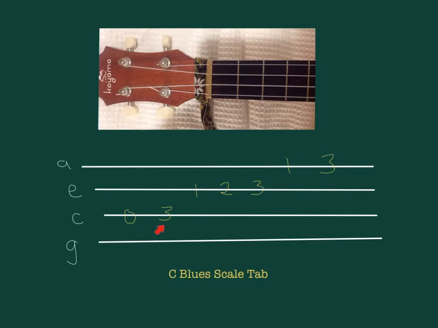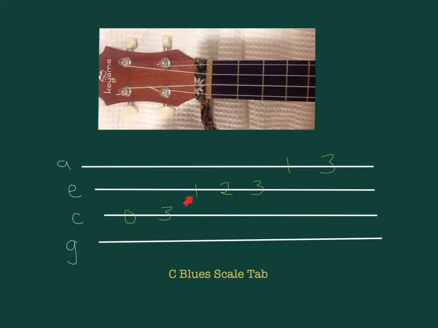And now we see a 3. So now we need to count up and put our third finger on the 3rd fret. If we look on our ukulele, this is the 1st fret, 2nd fret, 3rd fret. So we would slide our finger just behind the 3rd fret there, and we would play it once.